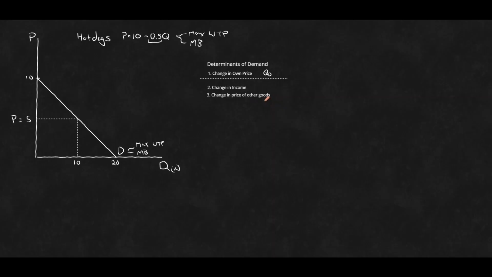Under the change in price of other goods, we're going to have two possible scenarios. And these two possible scenarios are going to be that these other goods are substitutes, so these would be things you buy instead of hot dogs, or they could be complements. And complements are goods that you buy together. Let's start off by evaluating a change in the price of a substitute.